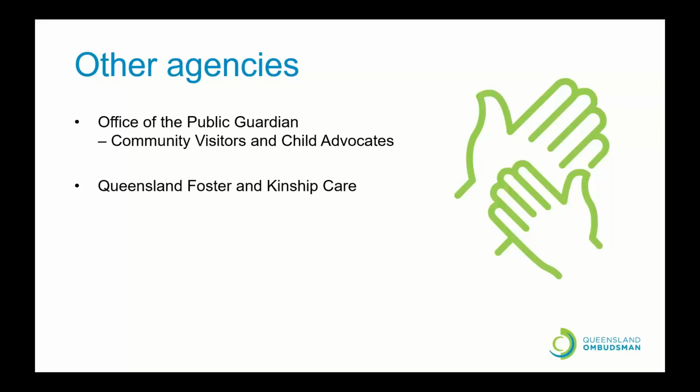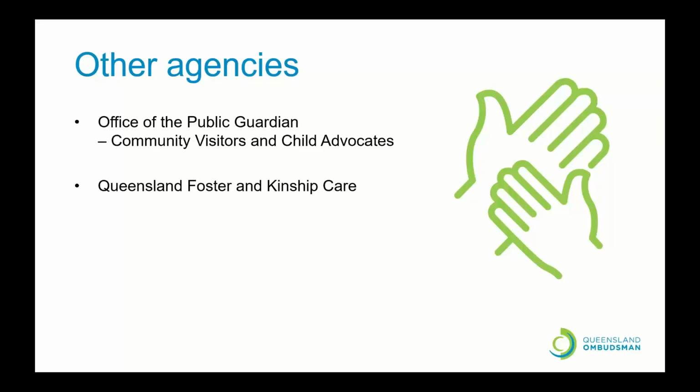A couple of other agencies that are key players in the child protection system. We've got the Office of the Public Guardian. They've got their community visitors and child advocates. Their community visitors can help a child or young person express their views to a child safety officer. They can help them with issues relating to education, health or counselling. They can help them access support services, make changes to their care arrangements. And then you've got their child advocates that are more around assisting children with advice about legal issues, resolving disputes, making complaints, having their views or wishes expressed in courts or tribunals.